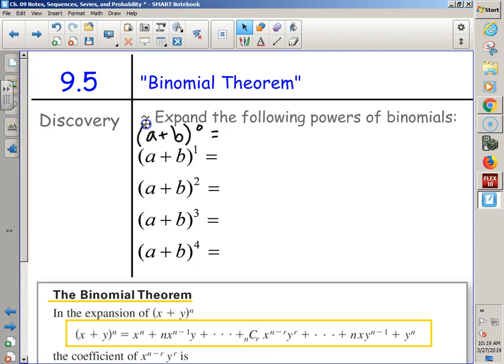For right now, how do you raise a binomial to a power? The first one's easy. A plus b to the 0. Anything to the 0 except for 0 is 1. That's easy. A plus b to the 1. That's easy. Itself. But what do you have to do for the next one?